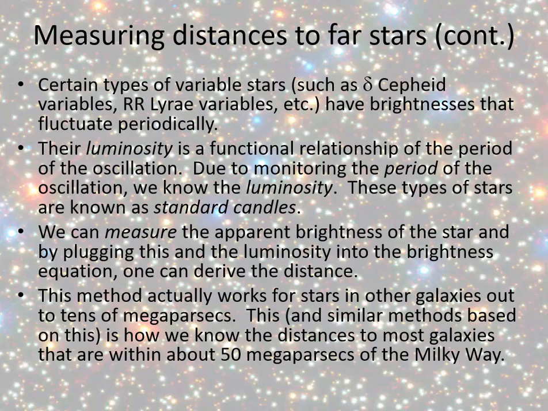And the reason that this is useful is because some of these stars, so-called Cepheid variables, are quite bright when they are at their peak luminosity. They're so bright that this allows us to determine distances to them even when they're about 50 megaparsecs away. That is about 160 million light years away.